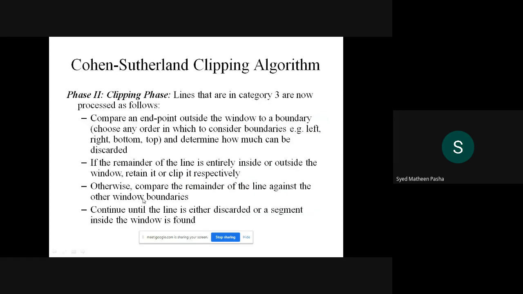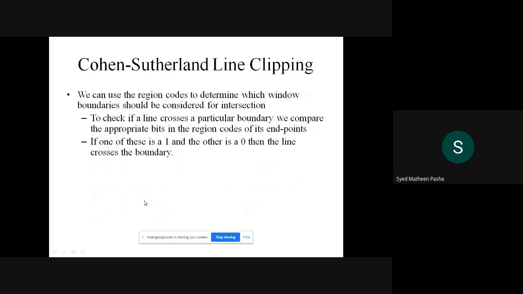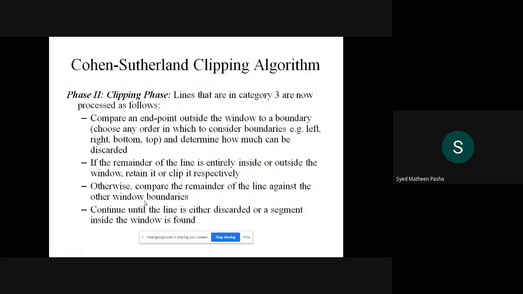We'll check out how the second phase works. What is the second phase? You will start clipping here. What happens in clipping? Basically, the basic logic of clipping is that you will eliminate the unwanted part. So we'll check out how the clipping phase in the Cohen-Sutherland line clipping algorithm works.